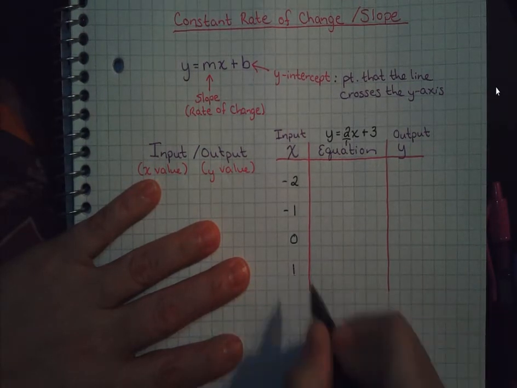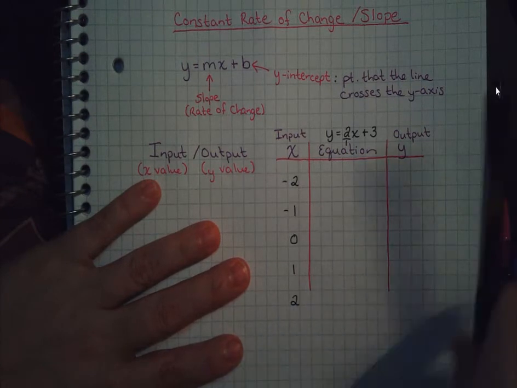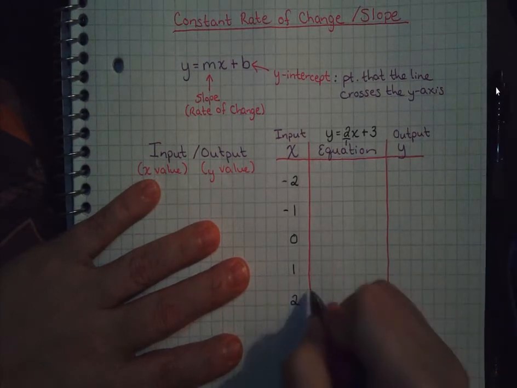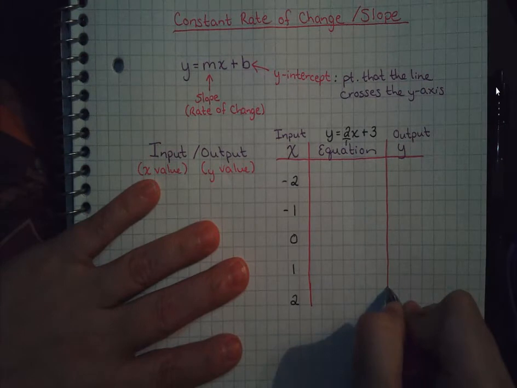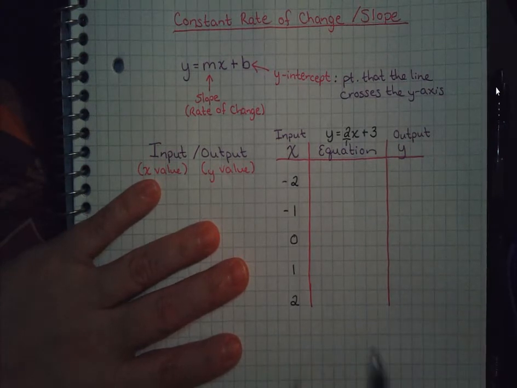And then I'm going to do 1, and then I'm going to do 2. So I usually try to do the same amount on either side of 0. Now I want to show you something about 0 in a second. All right, so now what do we do now?